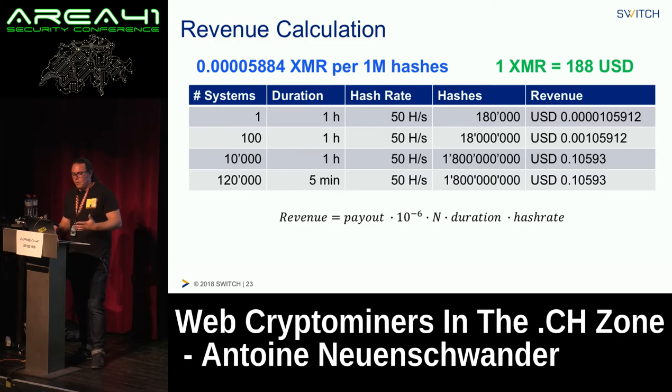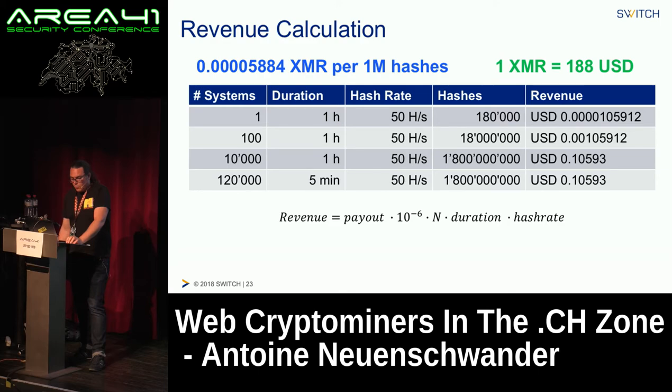So, a small revenue calculation. If you go on CoinHive, on the day I made the slide, they would give you a little fraction of XMR, which is the abbreviation for Monero, per 1 million hashes. So whenever your visitors mine 1 million hashes, you would get that fraction of an XMR. And the conversion rate is 1 XMR is $188. So if you do that on one system during 1 hour at a rate of 50 hashes per second, you don't generate a million hashes, but a fraction of that, like 180,000 hashes, then you get nothing.